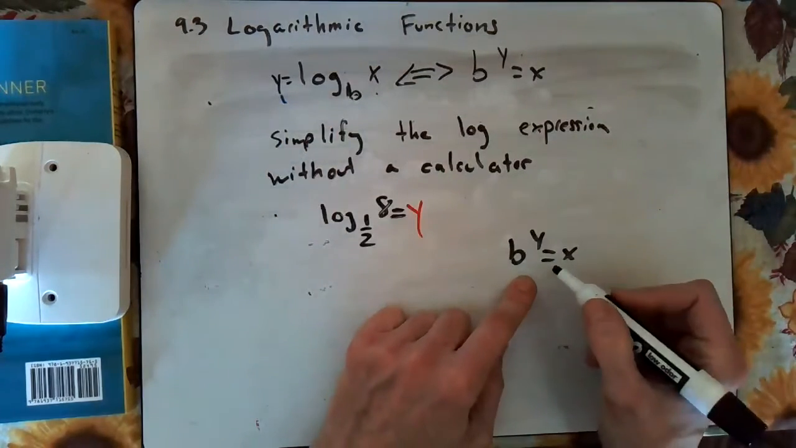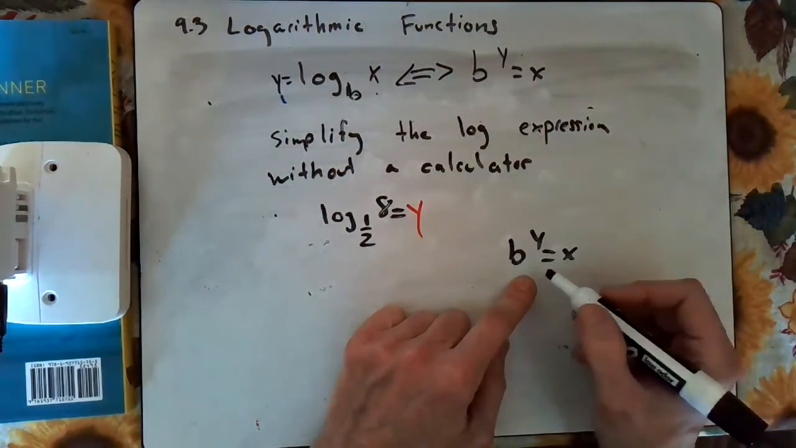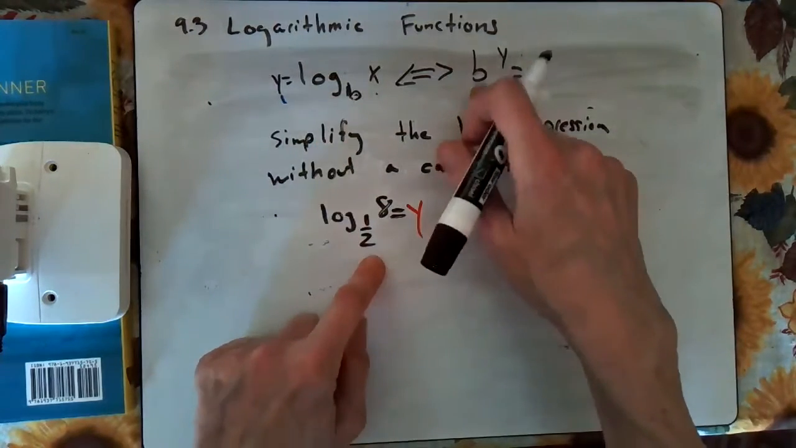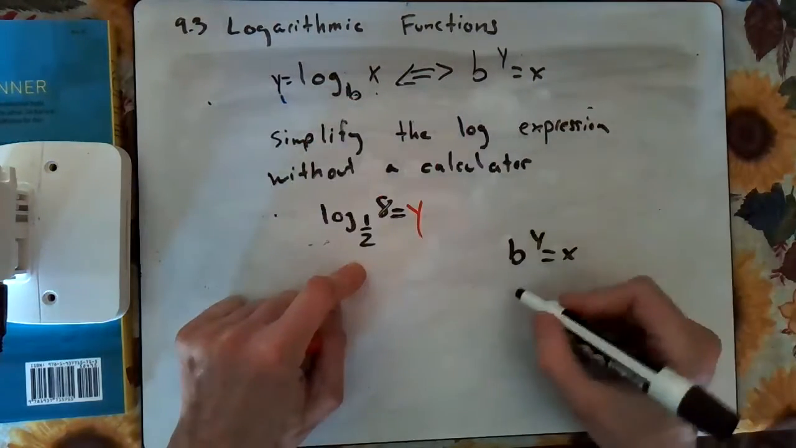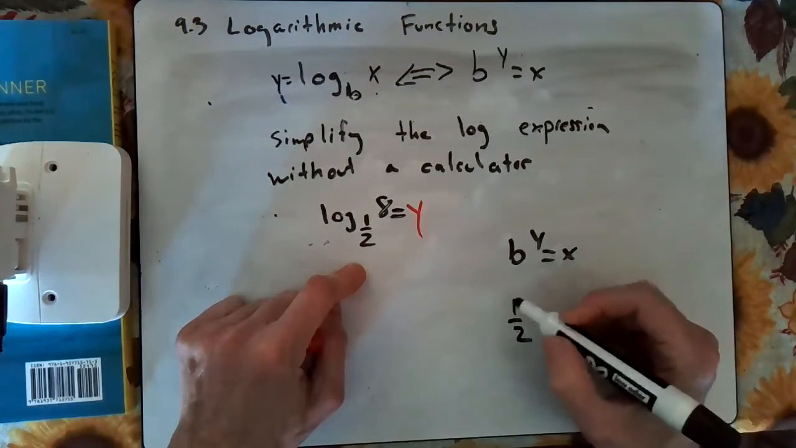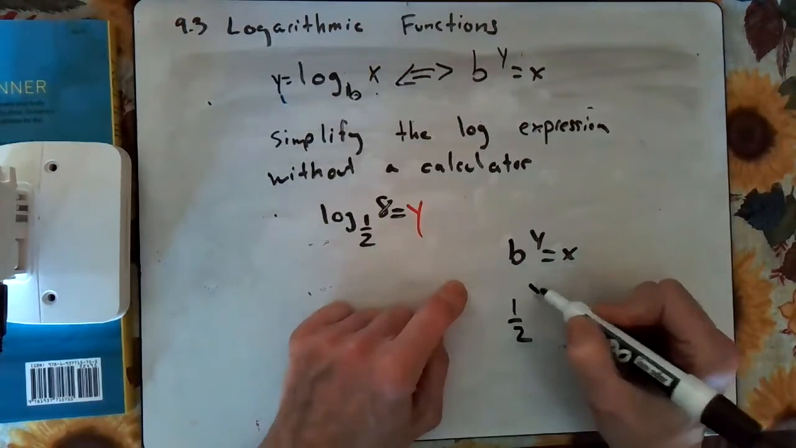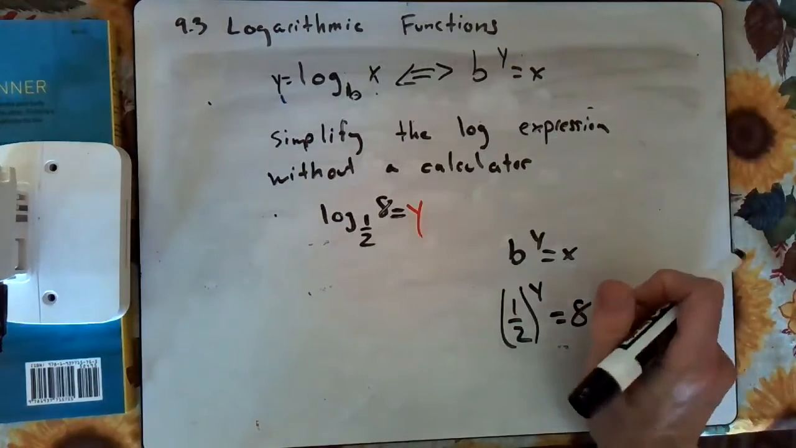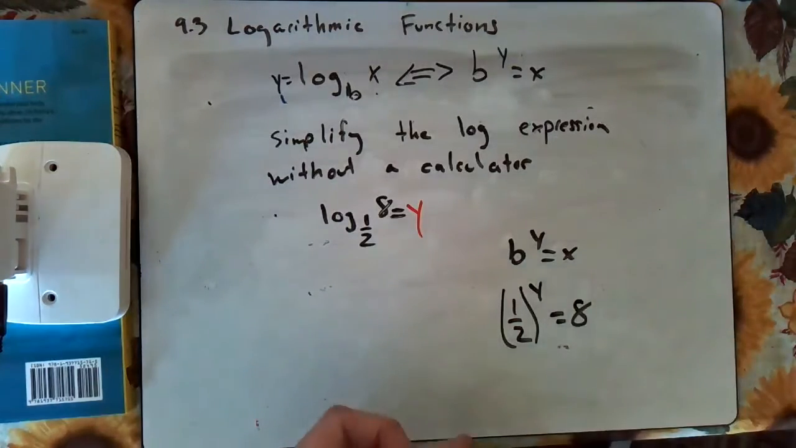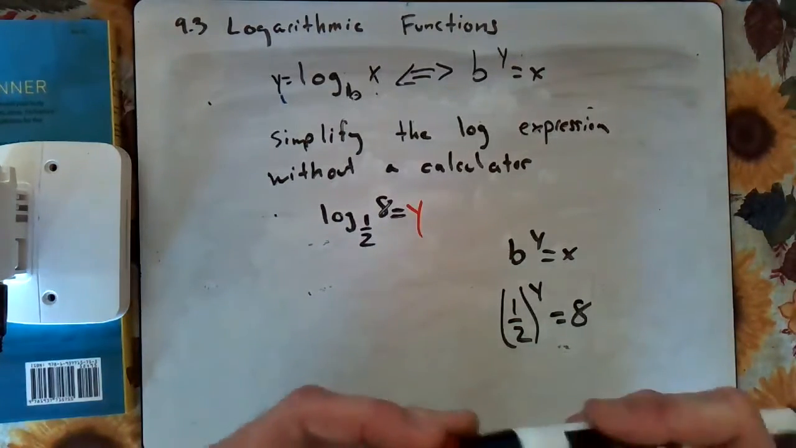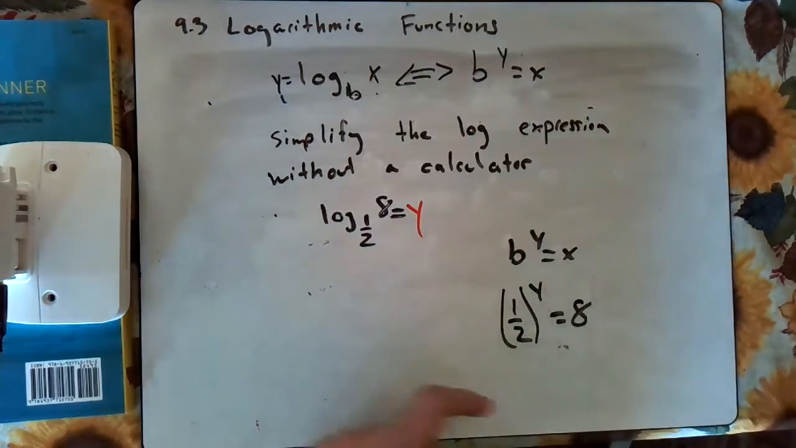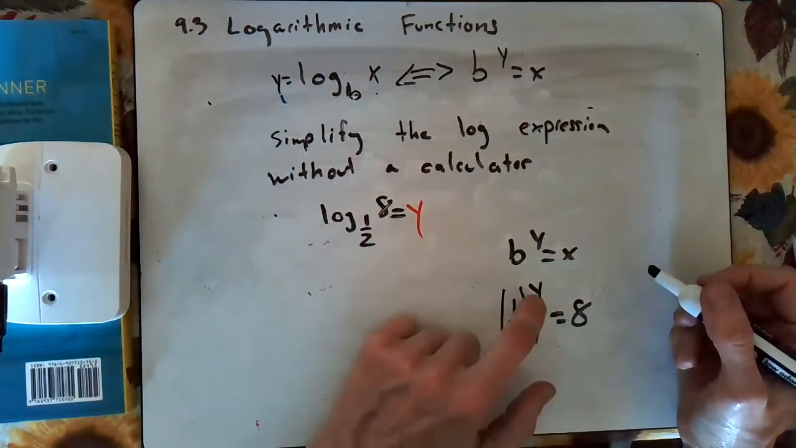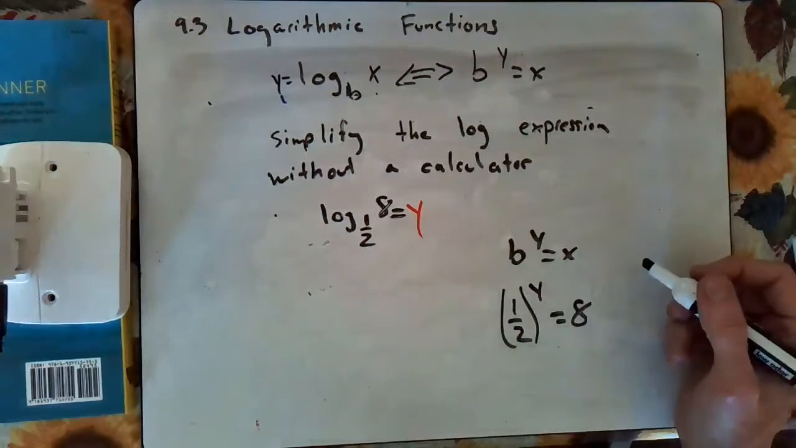So what would that equivalent exponential expression be? We're going to have b, which is 1/2, raised to some power of y, equals 8. So what in the world would do that? Very tricky, right? We're going from a fraction to a whole number via an exponent. How do we do that?